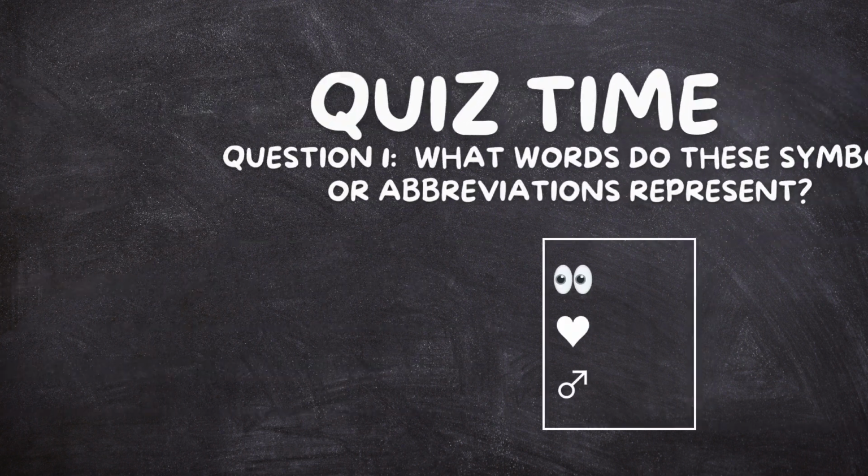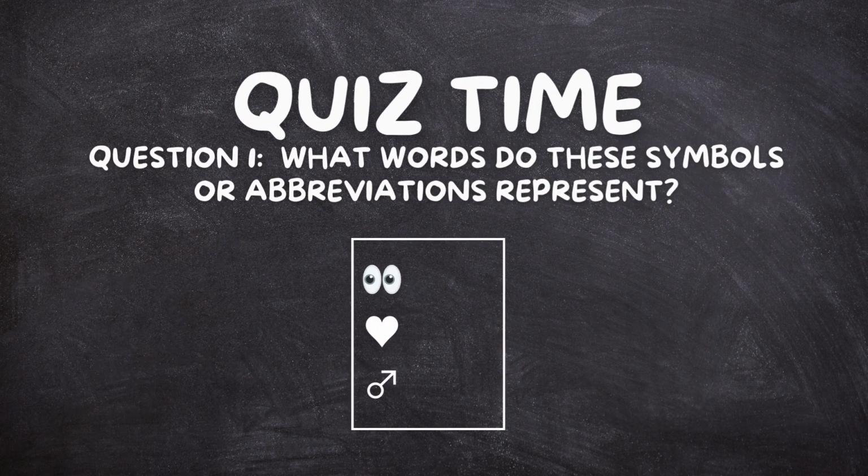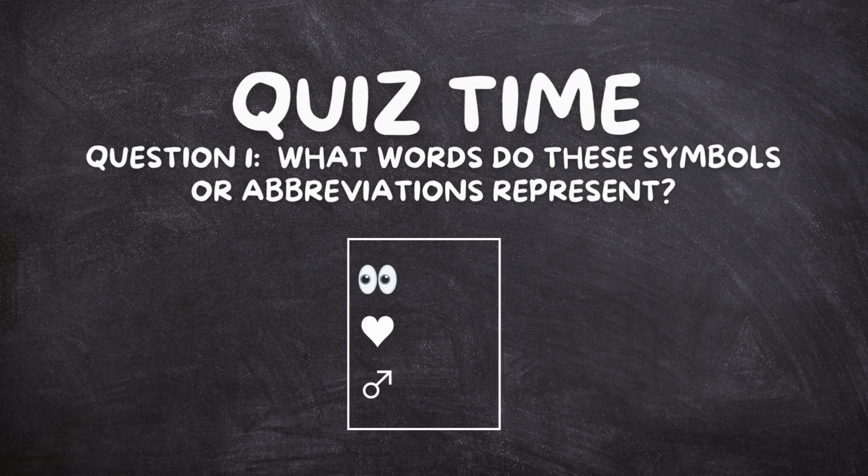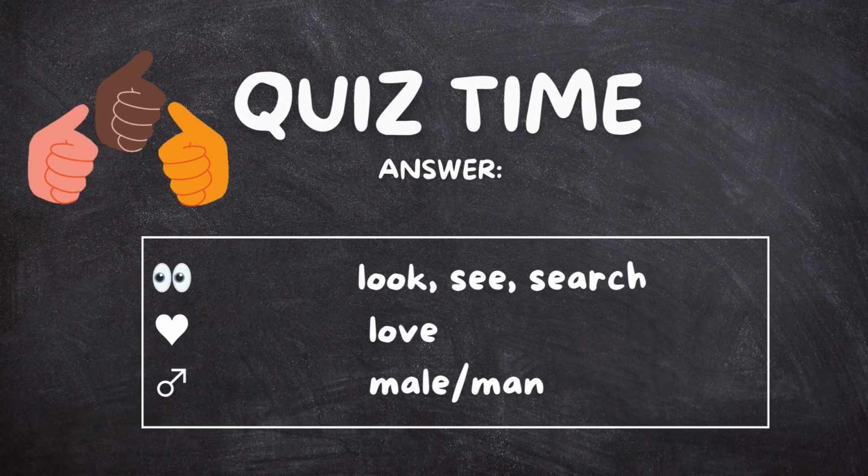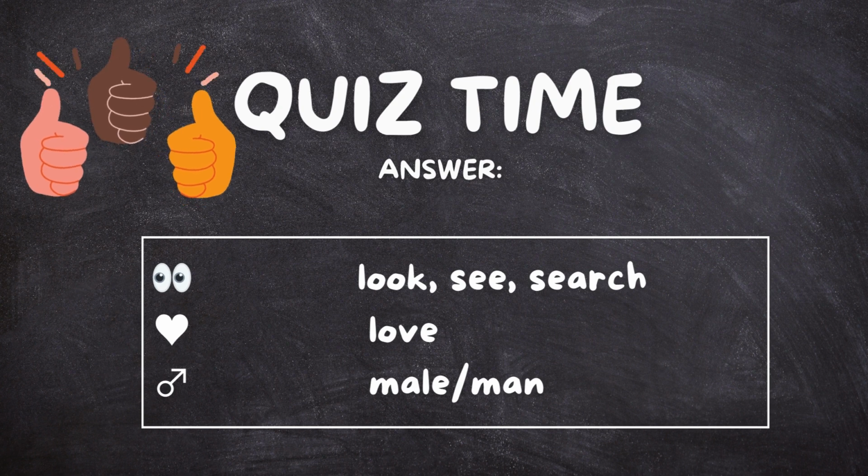It is quiz time. What words do these symbols or abbreviations represent? You have 3 seconds to think of your answer. 1, 2, 3. All right, hopefully you said look, see, and search, love, and then male or man.